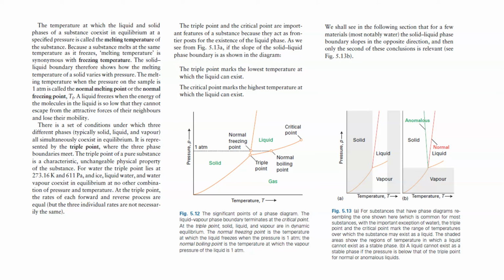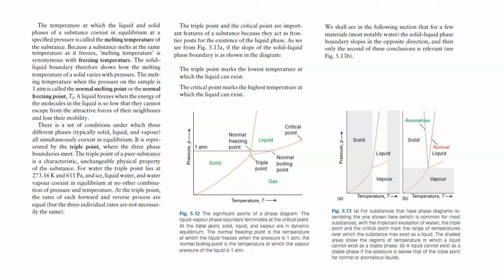The temperature at which the liquid and solid phase of a substance coexist in equilibrium at a specified pressure is called the melting temperature of the substance. Because a substance melts at the same temperature as it freezes, melting temperature is synonymous with freezing temperature. The solid-liquid boundary, therefore, shows how the melting temperature of a solid varies with pressure. The melting temperature, when the pressure on a sample is 1 atmosphere, is called the normal melting point, or the normal freezing point, T sub F. A liquid freezes when the energy of the molecules in the liquid is so low that they cannot escape from the attractive forces of their neighbors and they lose their mobility.